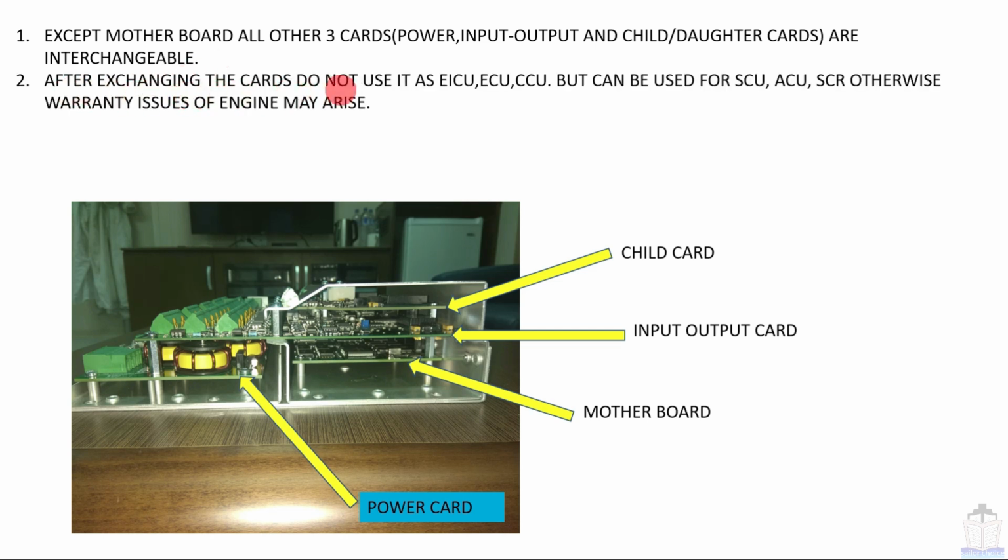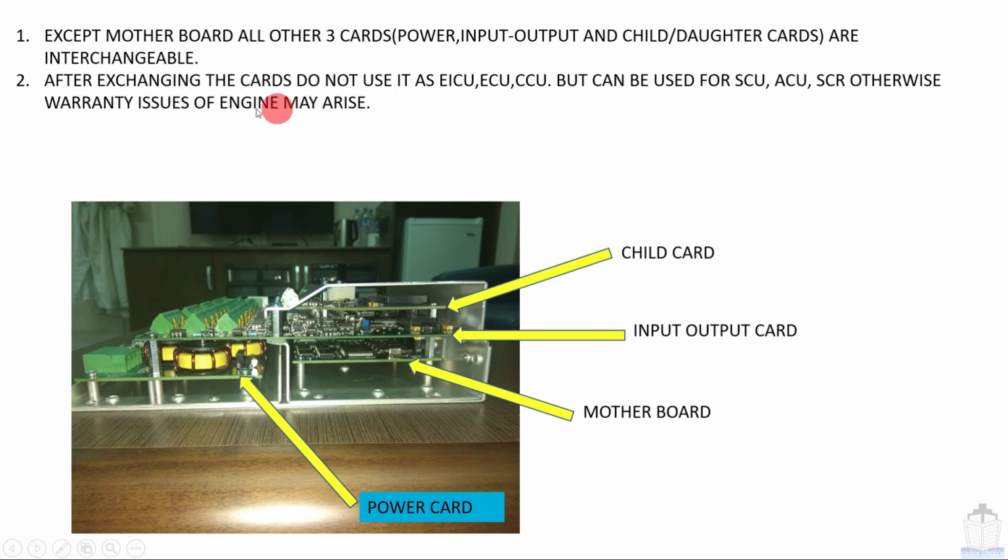After exchanging the card, do not use it as EICU, ECU, CCU, but it can be used for SCU, SU, SCR, otherwise a warranty issue of the engine may arise. I have already told that you can do this only in case of emergency, in the case that you are not left with any spare MPC and somehow you have to run the engine. So if you have 2 or more defective MPCs, then you can at least repair one by exchanging all these cards and you can run the engine.